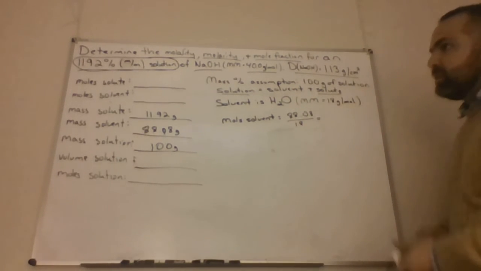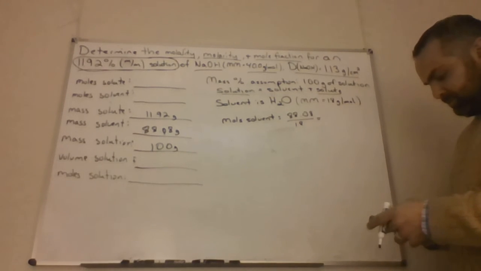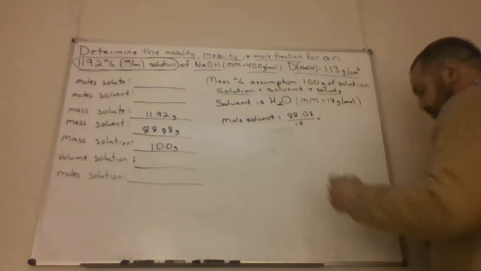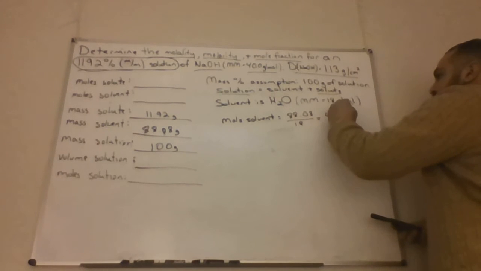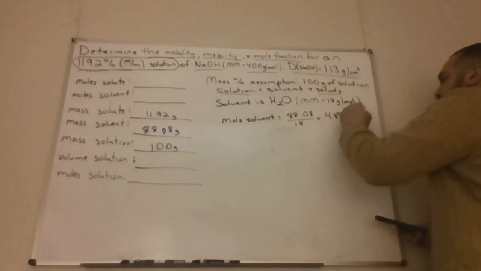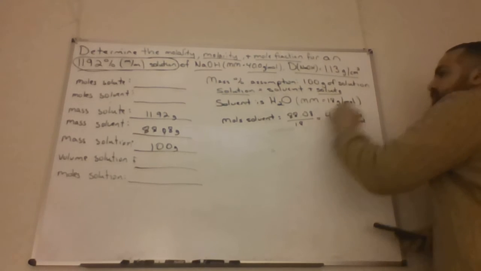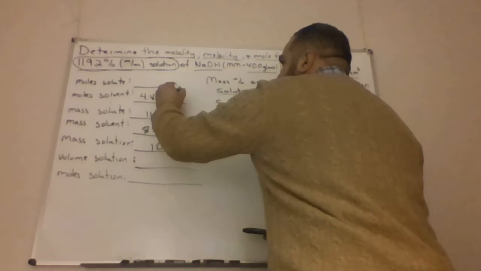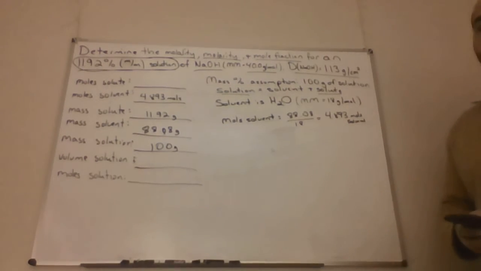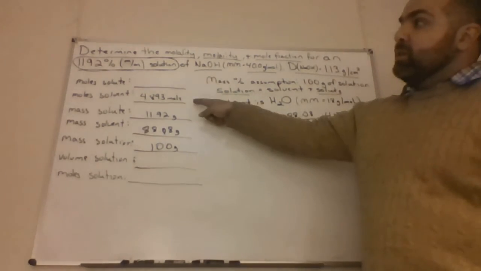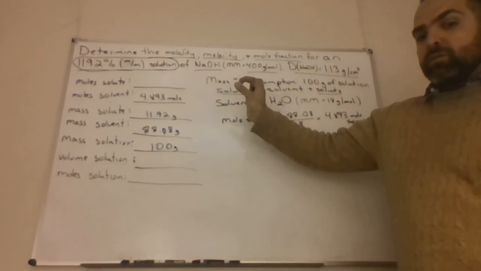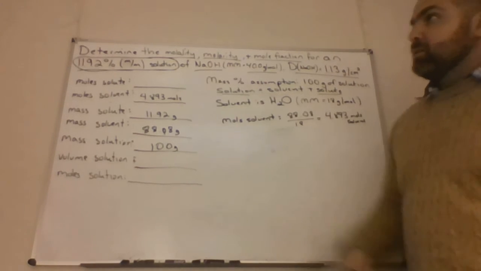We'll take the mass of solvent divided by the molar mass, and we'll get 4.893 moles of solvent. That's the moles of solvent. And a good check is the moles of solvent are always going to be greater than the solute, because solute is the smaller component, solvent is the greater component.